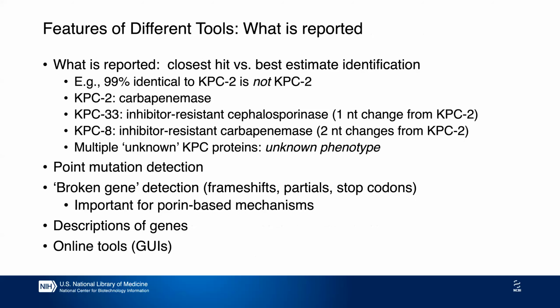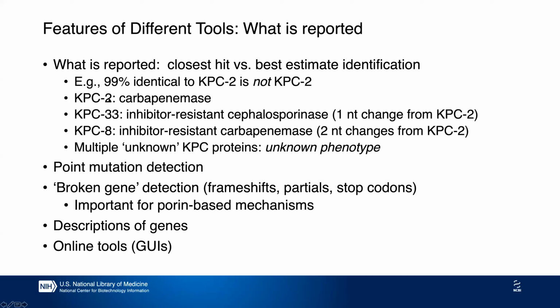Another thing to think about is what you need in your output. So what do you need reported back to you? For instance, a lot of tools give you the closest hit versus the best estimate. Just to walk through an example, if you found a sequence that is 99% identical to the KPC2 carbapenemase, that is not actually the KPC2 carbapenemase. And if what you need is basically to go into some output and grab this gene symbol, KPC2, a certain tool may not deliver what you need.